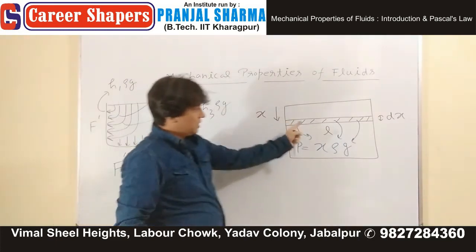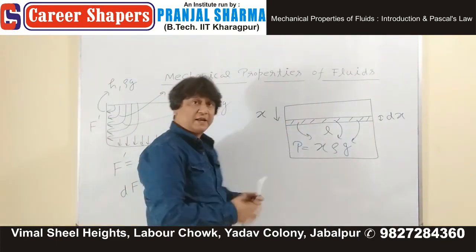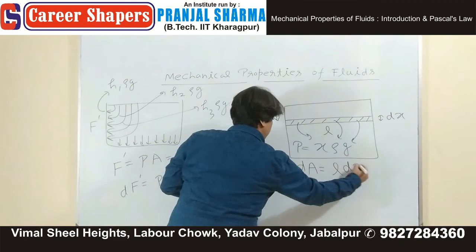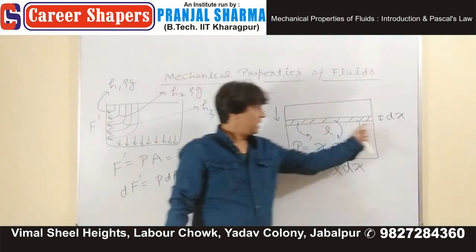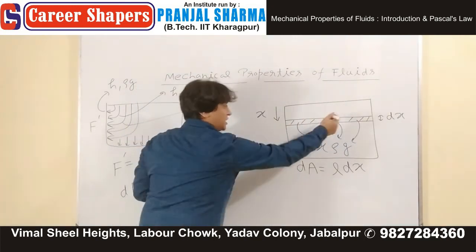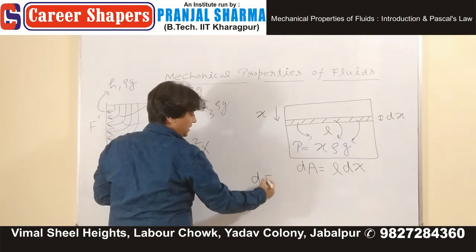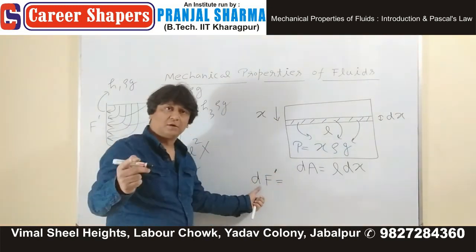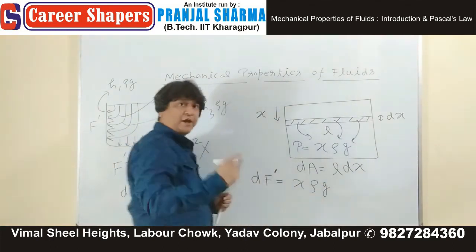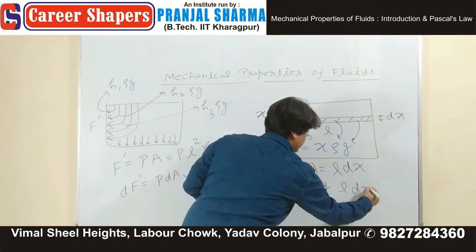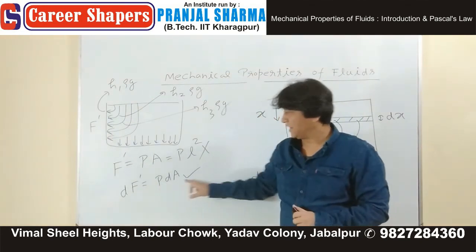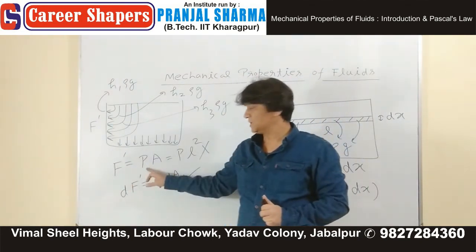But now, since I have the strip, I can easily find its area now. What is the area of the strip? L multiplied by dx. This is L. The strip is a rectangle. L dx. So how much force is acting on the strip? df. What is pressure? What is force? Pressure. How much? X rho g into area. L dx. I can write df as p dA, but I cannot write f as p into a.